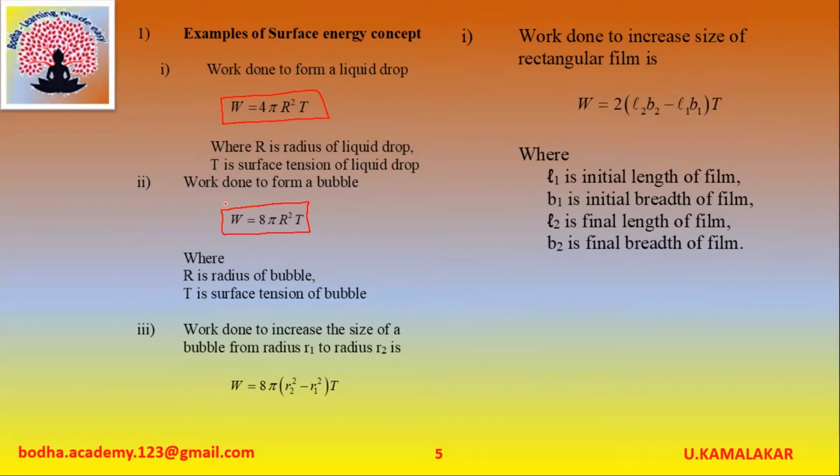Work done to increase size of bubble from radius r1 to radius r2 is given as W is equal to 8 pi into (r2 square minus r1 square) whole thing into T. Next one, work done to increase size of rectangular film is given as W is equal to 2 into (L2B2 minus L1B1) whole thing into T, where L1 is initial length of film, B1 is initial breadth of film, L2 is final length of film, B2 is final breadth of film.